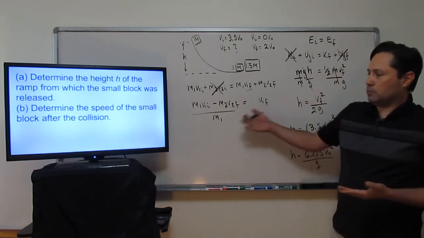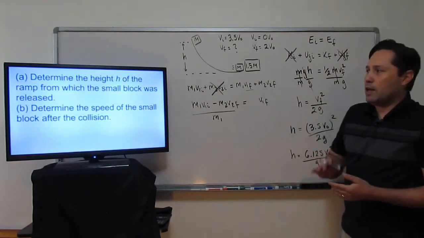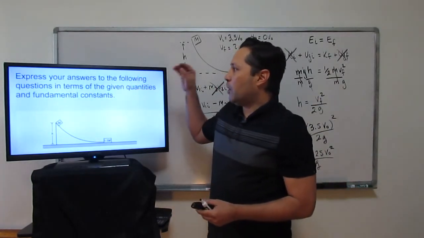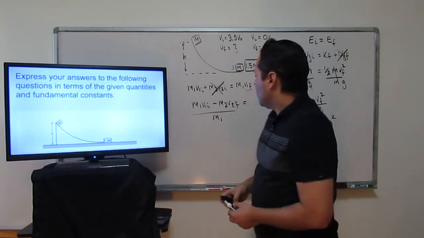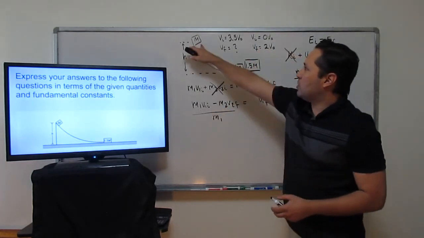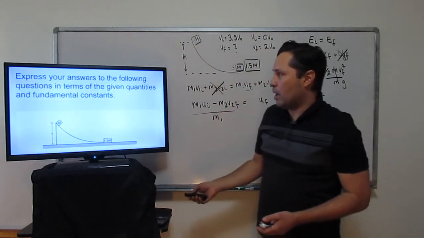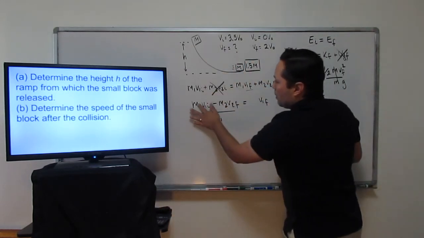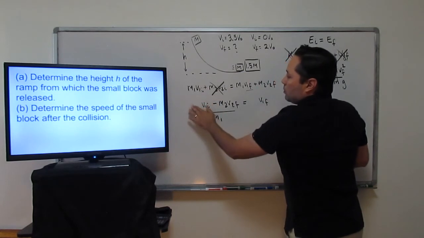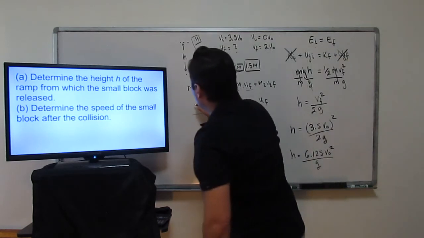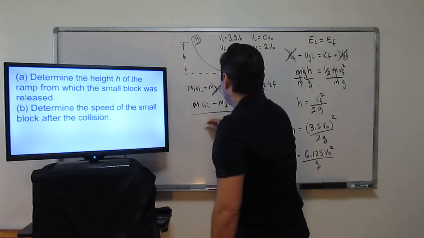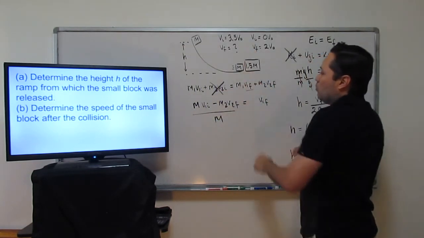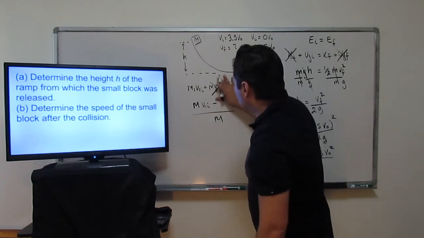Next, it's done, right? But again, if we look back, it says express your answers in terms of the given quantities. Did they give you an M1? No, M1 we're really using is a capital M. So all those M1s I'm going to replace with a capital M. What about M2? M2 was really 1.5 M, so I'm going to replace that as well.